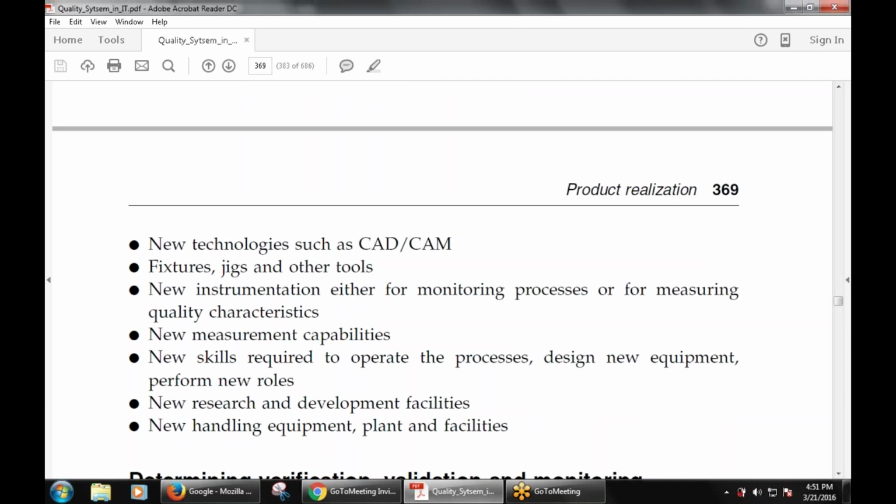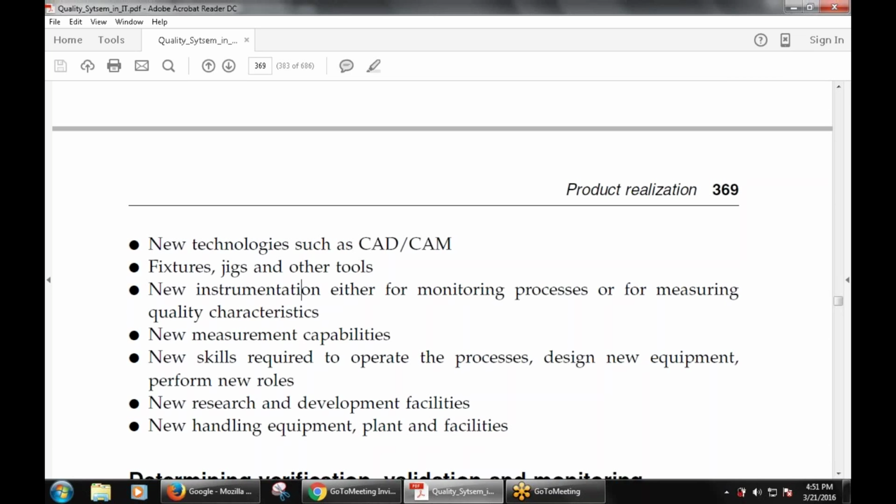And there is new instrumentation, either for monitoring processes or for measuring the quality characteristics. So whatever the quality characteristics available are used to measure and process the data. And there are new measurement capabilities, that is the next part.